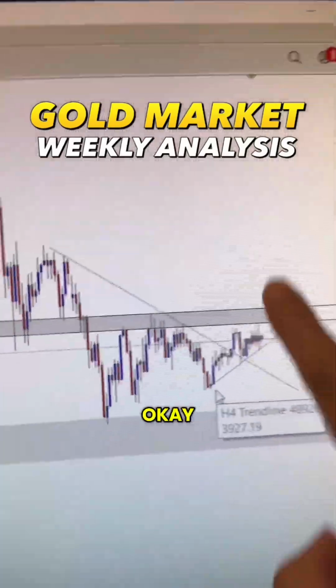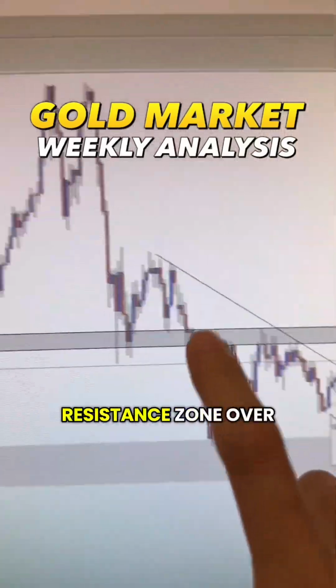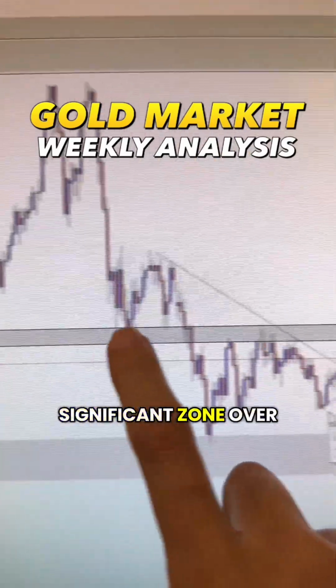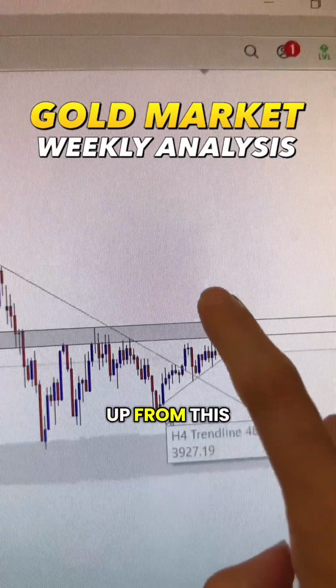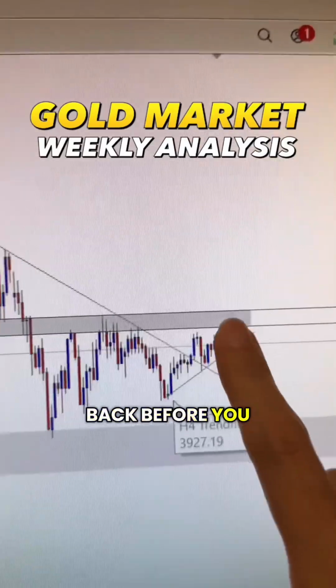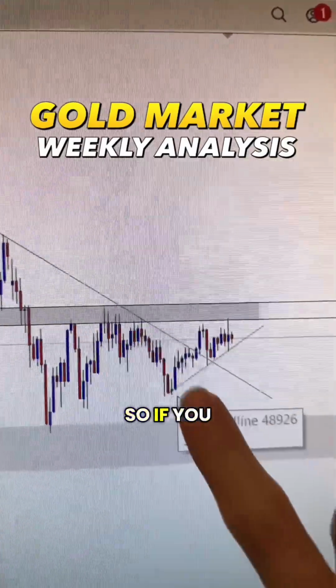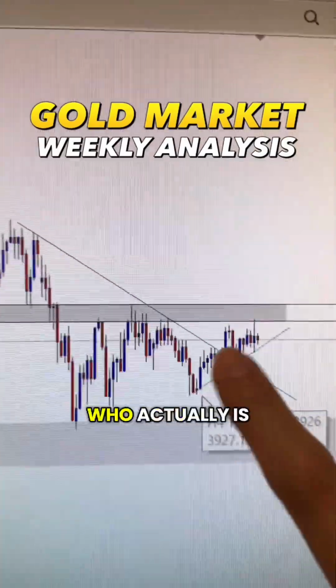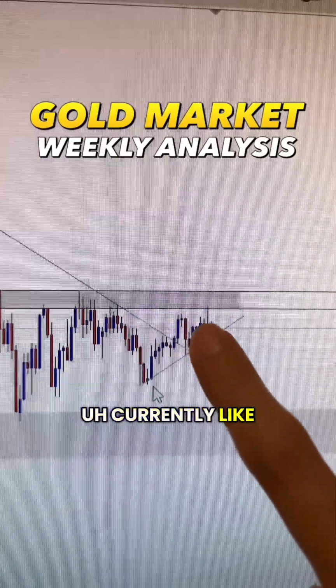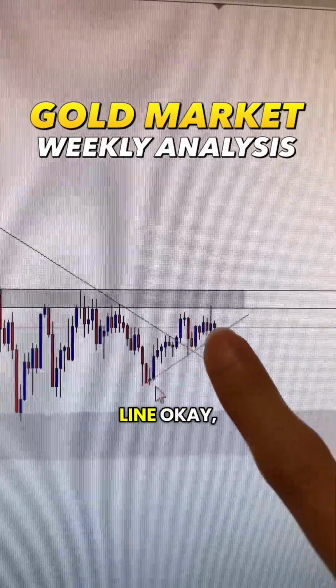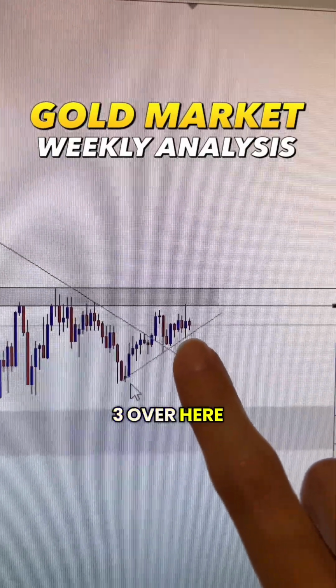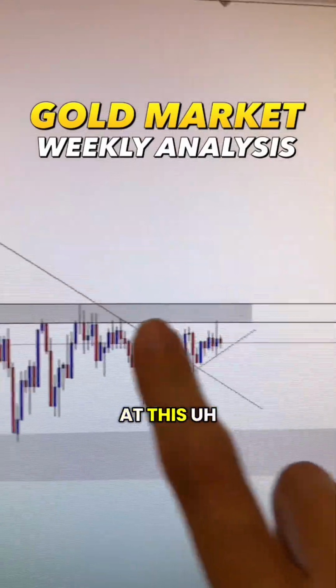So what can we foresee in the next week's market? If Gold wants to go higher, it must first break up from this resistance zone, this significant zone over here, and have a pullback before it can go much higher. If you put another trend line, you can see that once it broke up, Gold is still respecting the current H4 uptrend along the trend line. It is still respecting 1, 2, 3 over here, so you have a rejection and then another rejection at this zone.